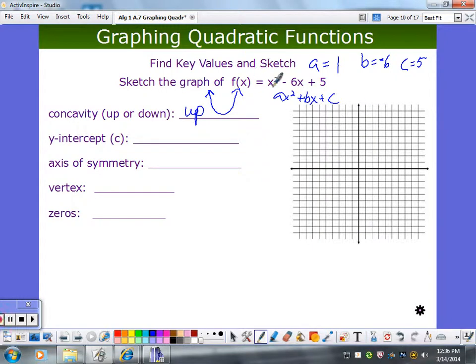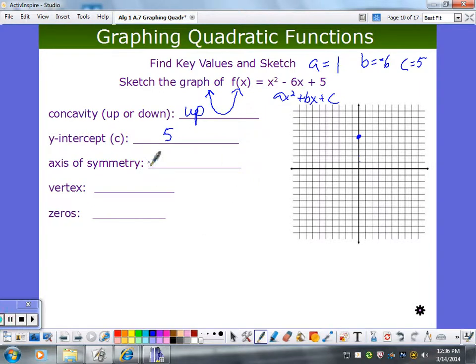0. So you're going to plug 0 in. That's why the y-intercept is always what c is, because when you plug 0 in, you just get the constant. Now go ahead and graph that. This is part of the graph. You have a y-intercept of 5. All right, you got 1 point in.